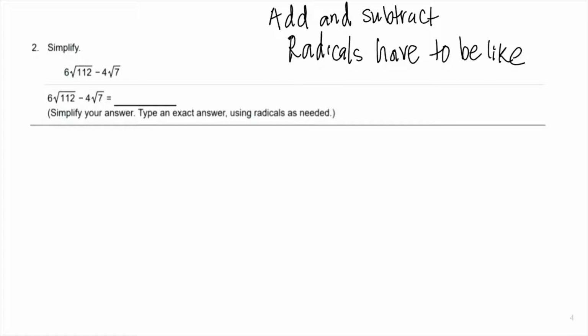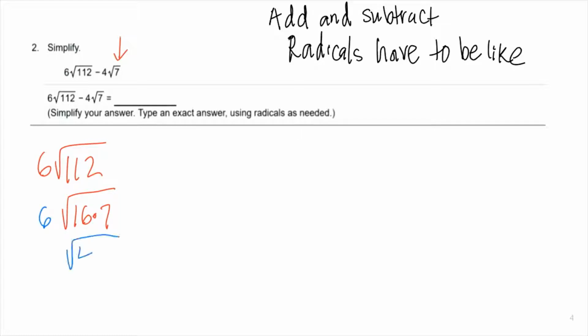So 6 times square root of 112. 112 I can break down. I can break that 112 down to 16 and 7. And I kind of knew that it had a 7 in there because of this radical. So that radical has a 7, so I'm thinking the other one definitely has a 7. So I divided 112 by 7 and I got 16. And then I can break 16 down to 4 times 4 and then times the 7.